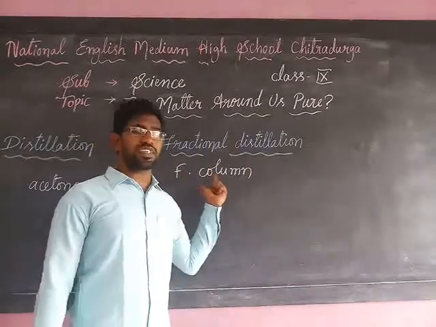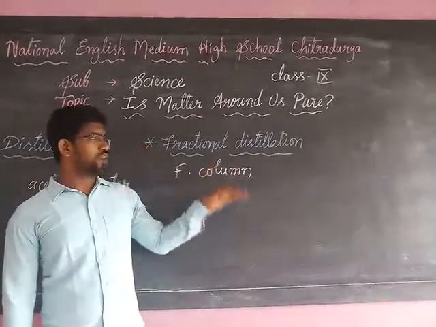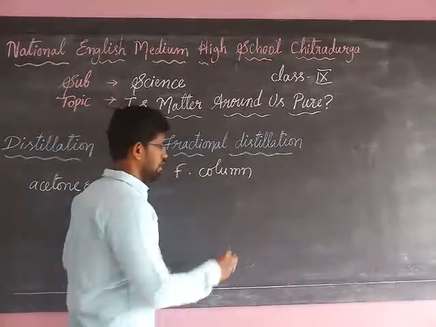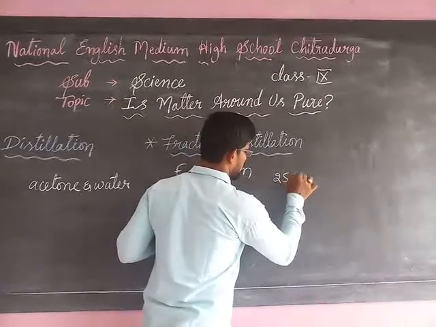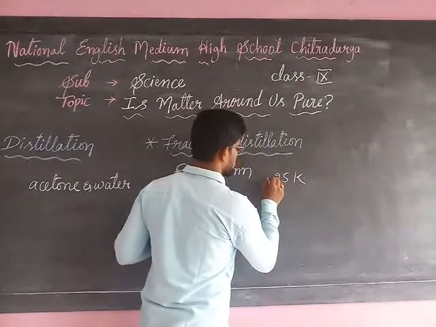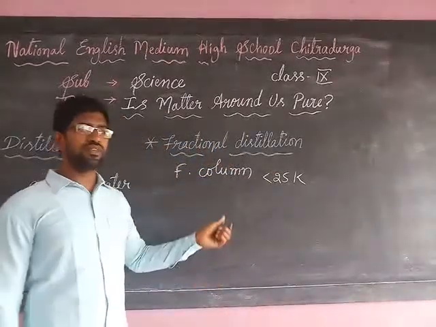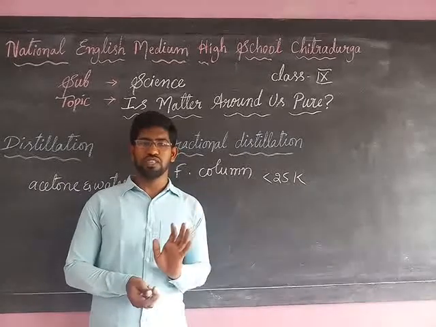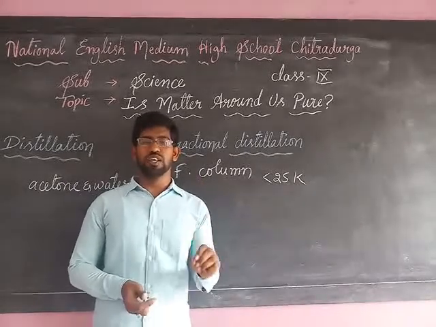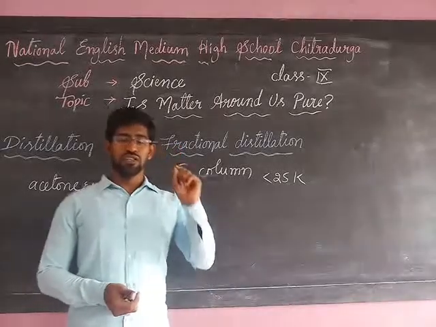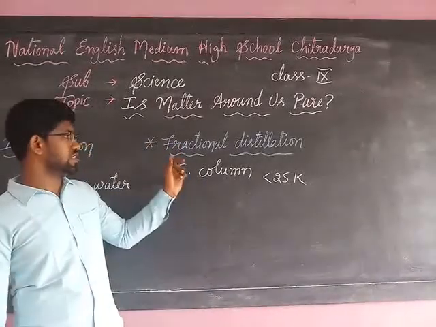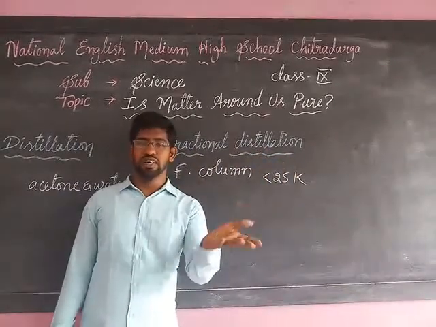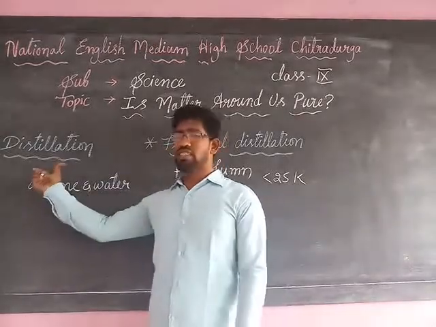Why are we using this fractionating column? Because the mixture we are separating by this method has a boiling point difference of less than 25 Kelvin. Remember, less than 25 Kelvin. So a mixture whose boiling point difference is less than 25 Kelvin is separated by using fractional distillation. If the difference is more than 25 Kelvin, we just use the simple distillation process.